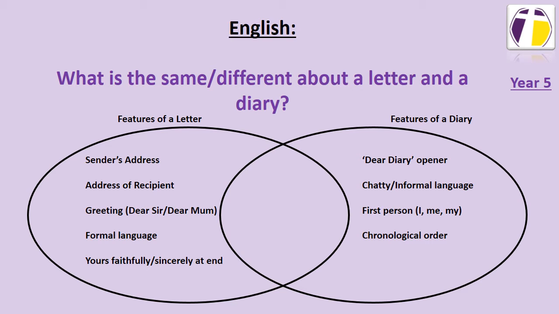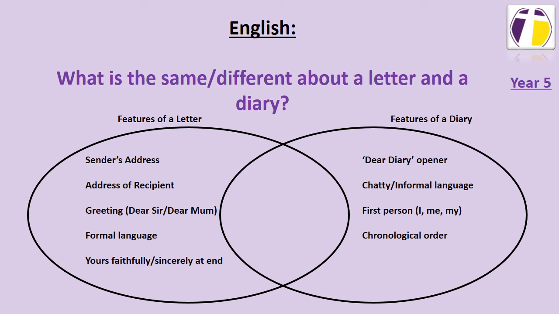Now let's look at what it's like to write a diary. A diary will always start with a Dear Diary opener. This is a really clear opener to show that we are clearly writing a diary in this case. A diary will often be written with chatty or informal language because the only person who essentially will be reading your diary is yourself. Therefore, you don't have to make sure that you are using formal language. You can use nicknames, you can use informal language because you are writing to yourself. It is a private piece of writing.